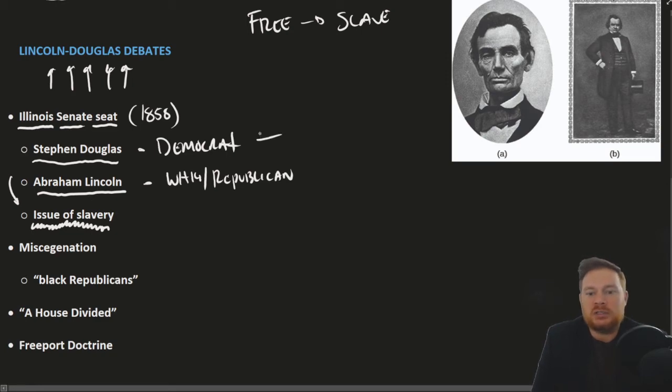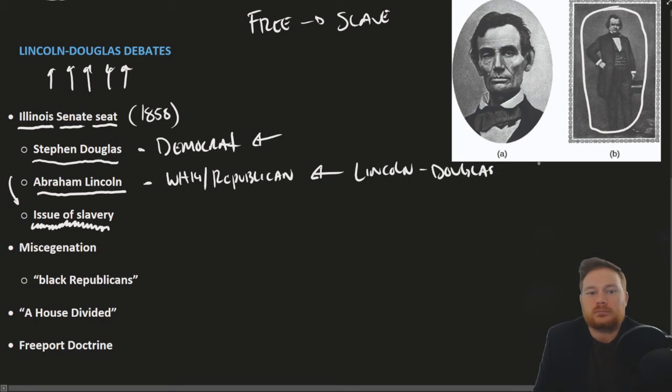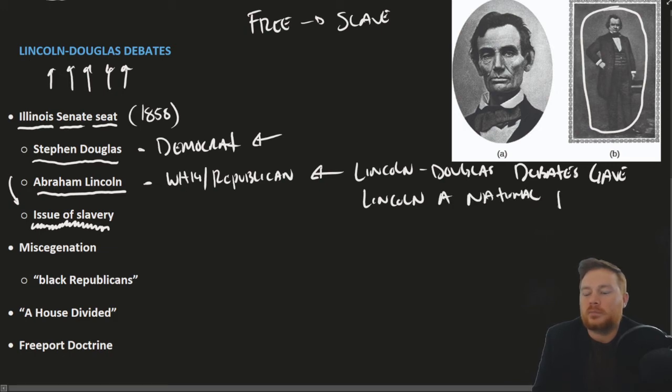And a lot of people tuned into the debate to hear what Douglas had to say, who you see pictured right here, because he was the more well-known national figure. And when they read the debates, they actually became much more familiar with Abraham Lincoln and liked what Lincoln had to say. So we might say that the Lincoln-Douglas debates gave Lincoln a national platform and really made him popular, right? These debates are what catapults him into a much more well-known political figure.